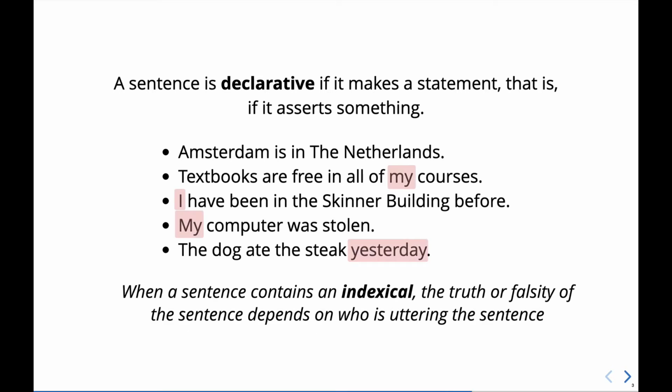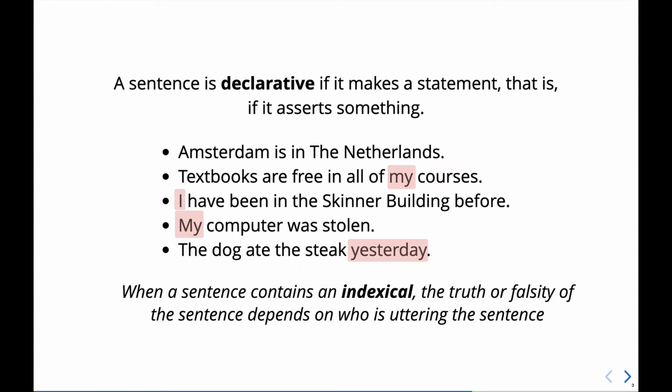These expressions like my, I, my computer, and yesterday, these are called indexicals. So when a sentence contains an indexical, the truth or falsity of the sentence depends on who is uttering the sentence. But for the purposes of this course and these notes, it's perfectly fine to work with declarative sentences that have indexicals in them. Of course, you do need to fix some underlying context so you know whether or not what statement is being claimed by the declarative sentence is either true or false. That is, you need to know who is uttering these sentences.